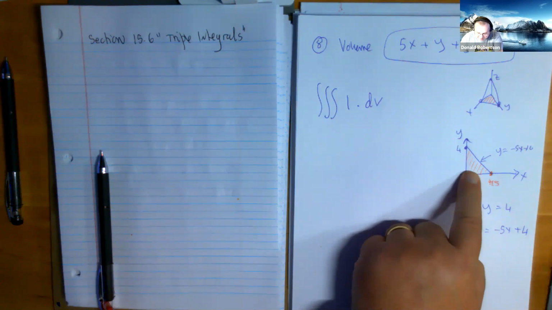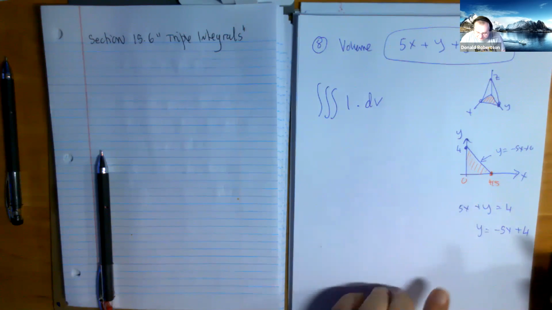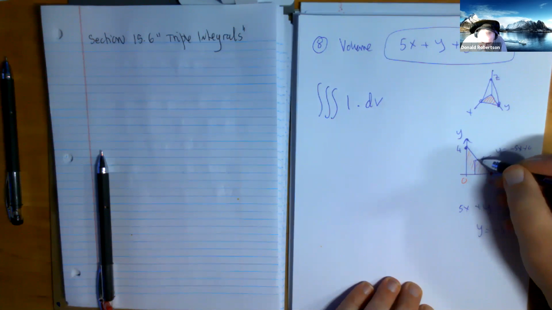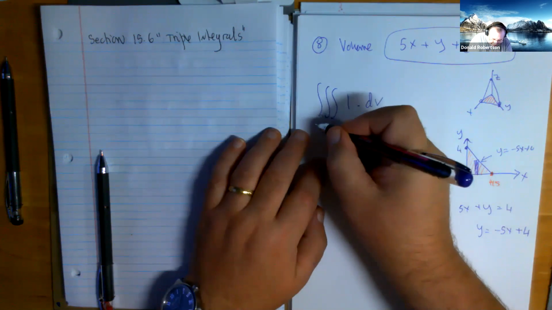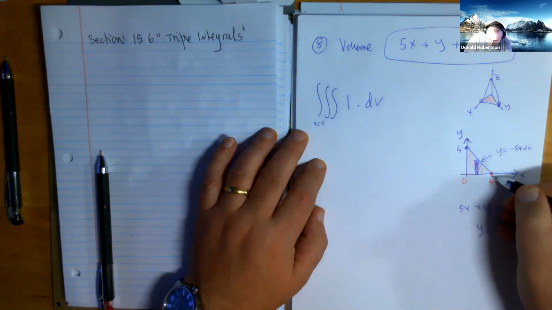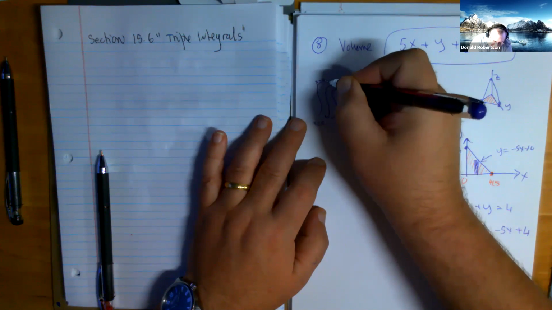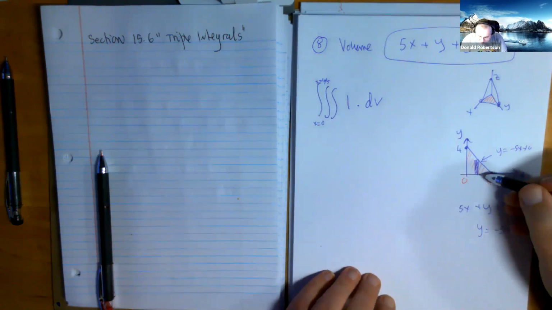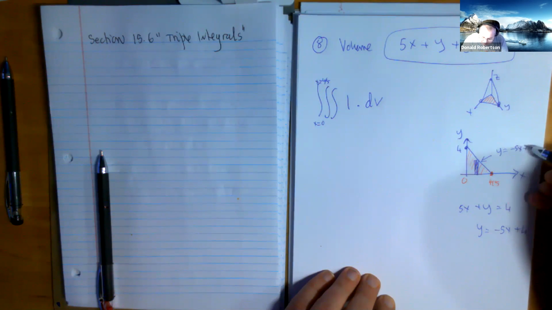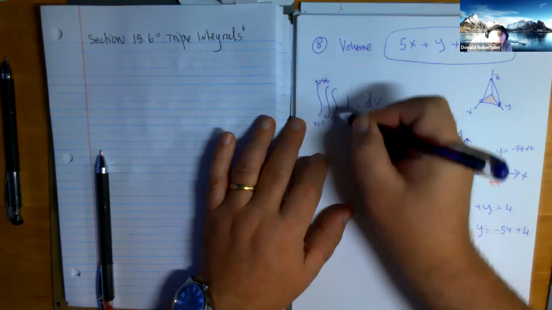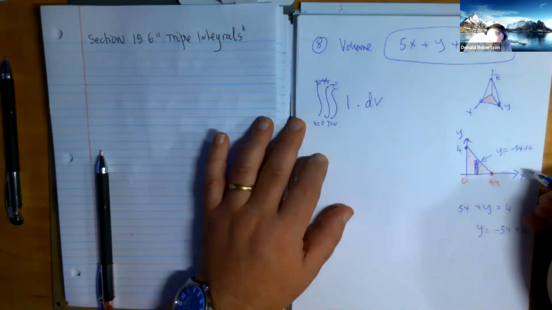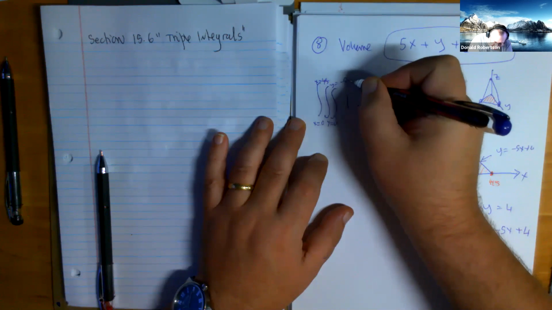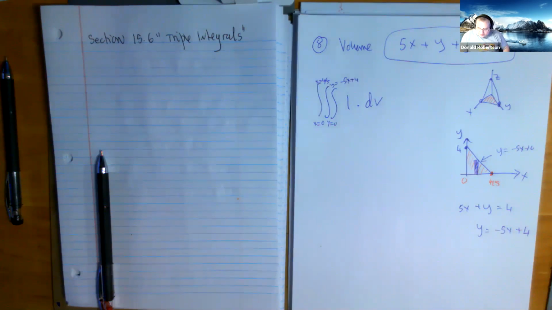Now I should be able to generate limits of integration here. There's my typical rectangle. In this case, won't x go from 0 to 4/5? Won't y go from 0 to this fella? So y is going to be 0 to negative 5x add 4. And now we just have to figure out what z does.